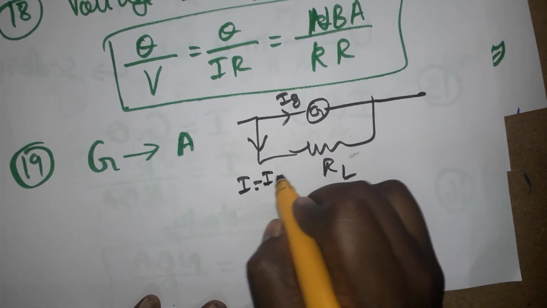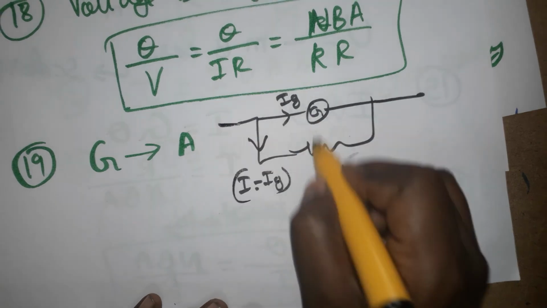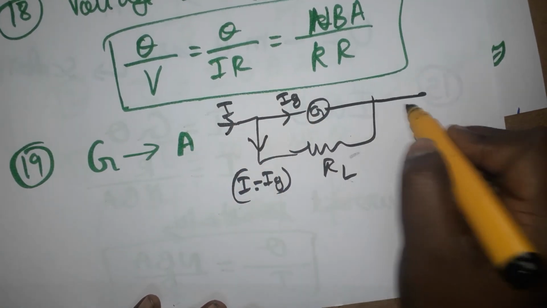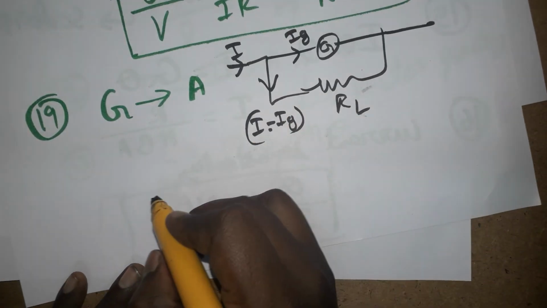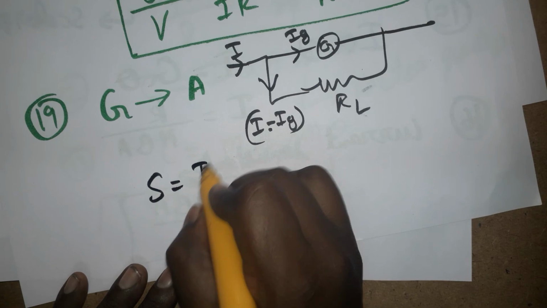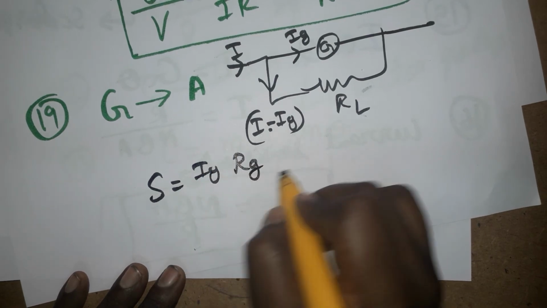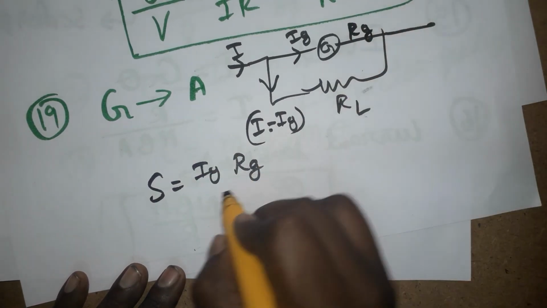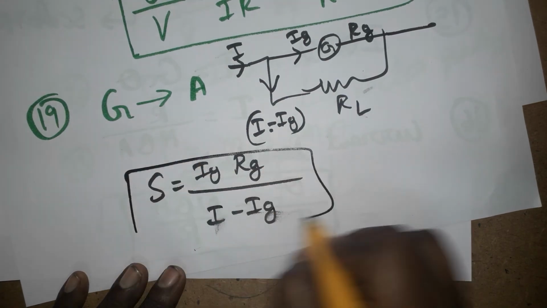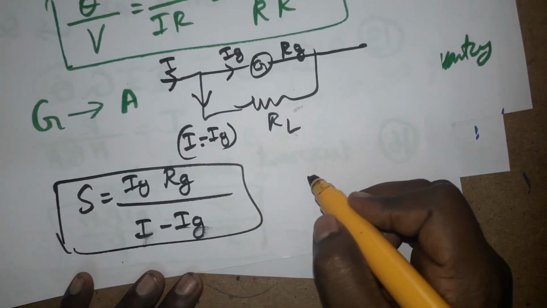The current flowing through the shunt resistance is I minus Ig, where I is the maximum current. Ig flows through the galvanometer, and the remaining current flows through the shunt. Now what is the equation when the galvanometer is converted to an ammeter? S is equal to Ig Rg divided by I minus Ig, where Rg is the galvanometer resistance. This is the formula we can use to find the shunt resistance.